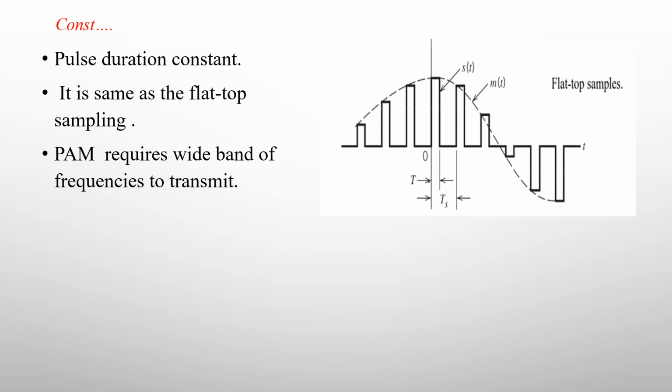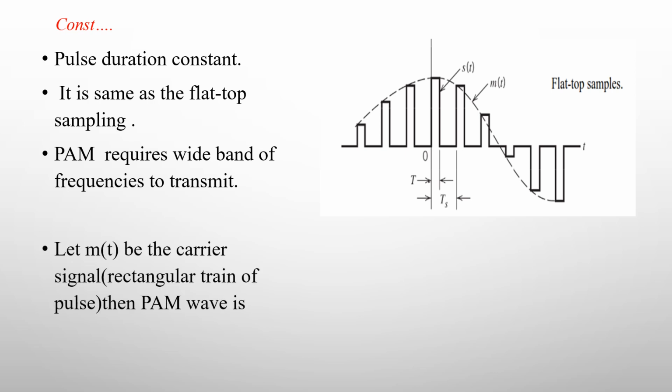In pulse amplitude modulation, the pulse duration is constant. It is the same as the flat top samples. So this is the flat top sample here, and the pulse duration is constant. This is the pulse duration, one cycle duration. The durations are constant. For example, this duration is equal to 0.1 millisecond, and for the second signal, the duration is equal to 0.2 millisecond. So the pulse durations are constant. It is the same as the flat top samples. In pulse amplitude modulation, it requires a wide band of frequency to transmit.